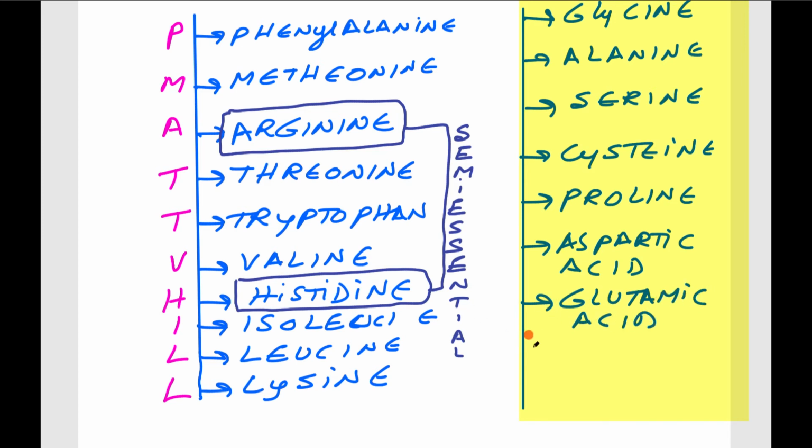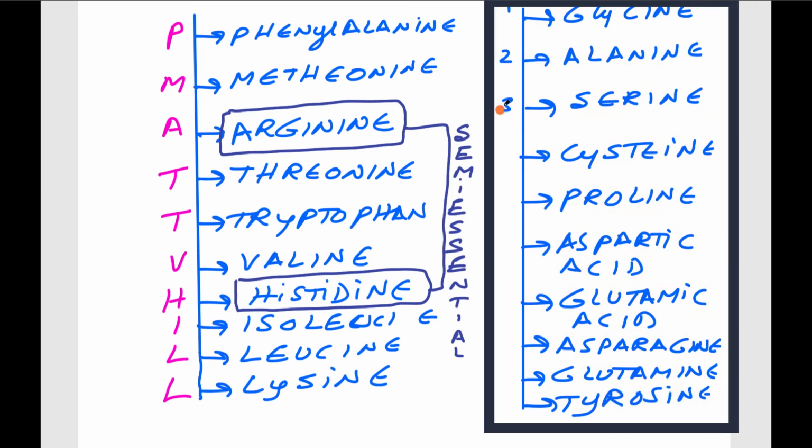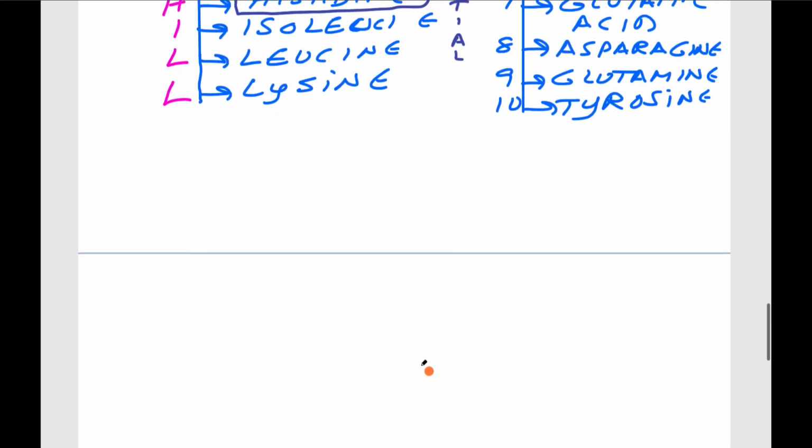Okay. Then asparagine, amide, and glutamine. Okay. Then tyrosine. Okay. So this is 1, 2, 3, 4, 5, 6, 7, 8, 9, 10. 10 in the essential category, 10 in the non-essential category. With this, we have fulfilled the second objective.